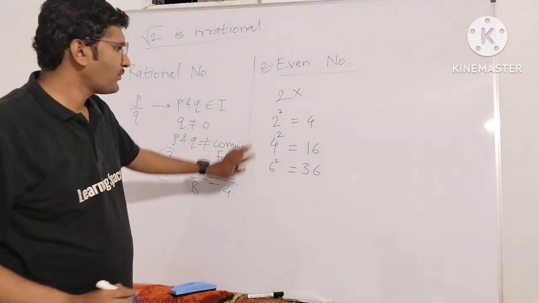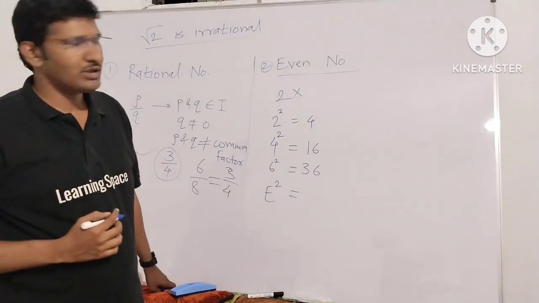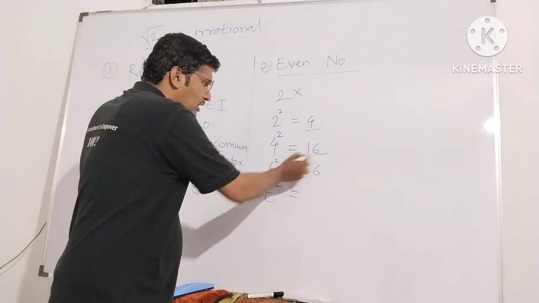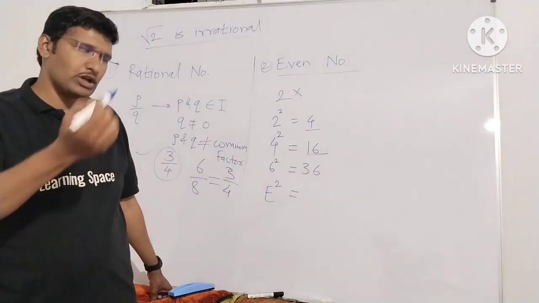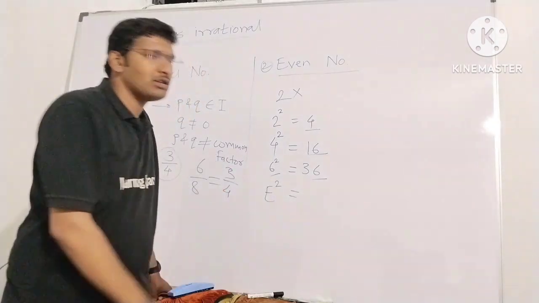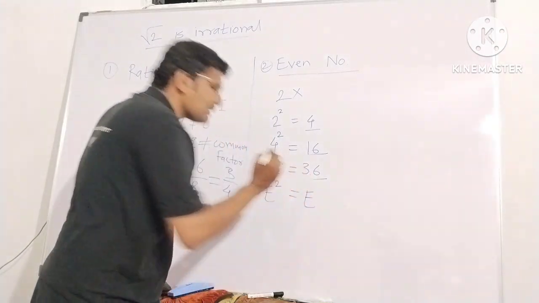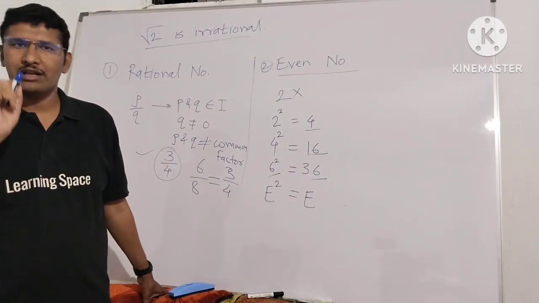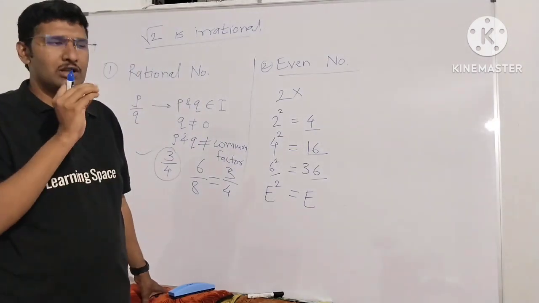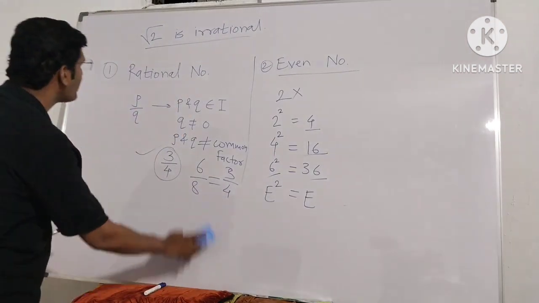Now look here, these are even numbers and we have squared them. The square of 2 is 4, which is also an even number. The square of 4 is 16, which is also even, and the square of 6 happens to be 36, which is also even. So we can say the square of any even number is even. Only these two things are pivotal in this proof. So now let's proceed with our proof.